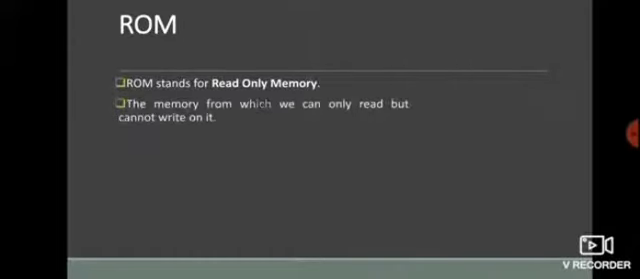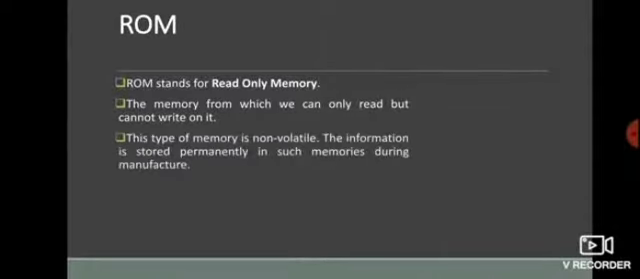Now, ROM. ROM stands for read-only memory. It is memory from which we can only read but cannot write on it. So ROM is used for reading purposes only. We cannot edit or write into ROM. This type of memory is non-volatile. The information is stored permanently in such memories during manufacture. So ROM is non-volatile because the information that we store is permanent storage only, and this information is fed into the ROM when the ROM is manufactured.